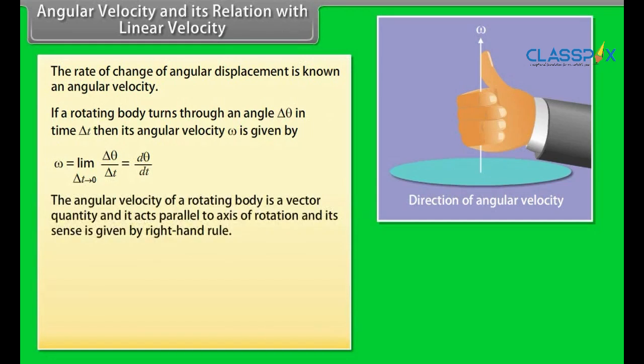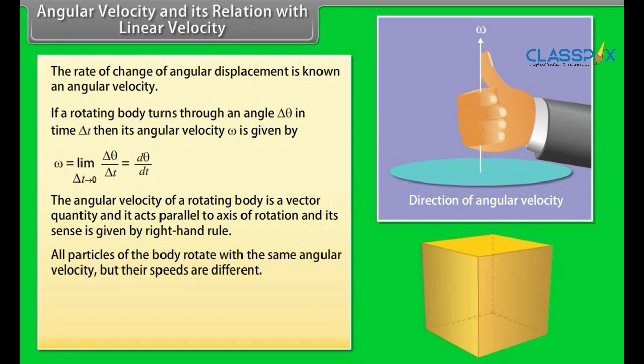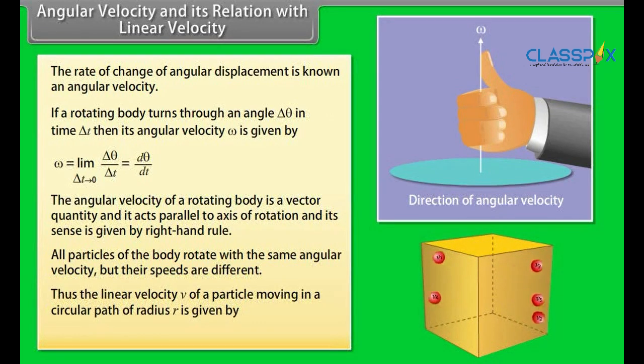The angular velocity of a rotating body is a vector quantity and it acts parallel to the axis of rotation, and its sense is given by the right-hand rule. All particles of the body rotate with the same angular velocity, but their speeds are different. Thus, the linear velocity v of a particle moving in a circular path of radius r is given by v equals r into omega.